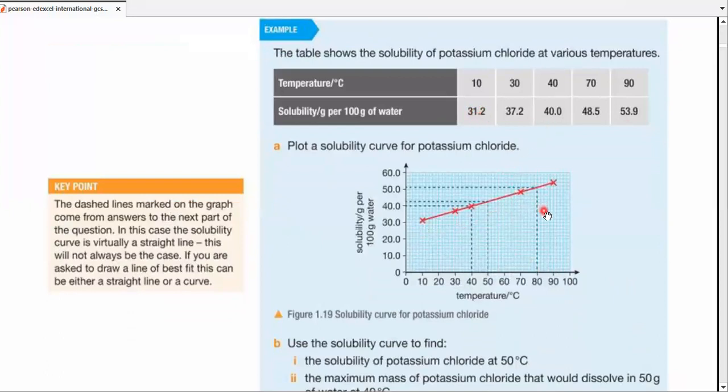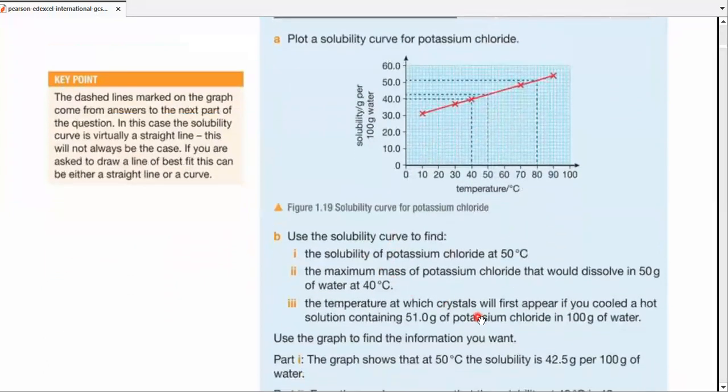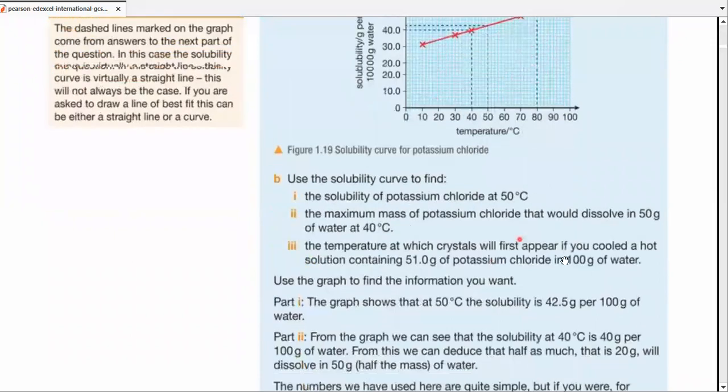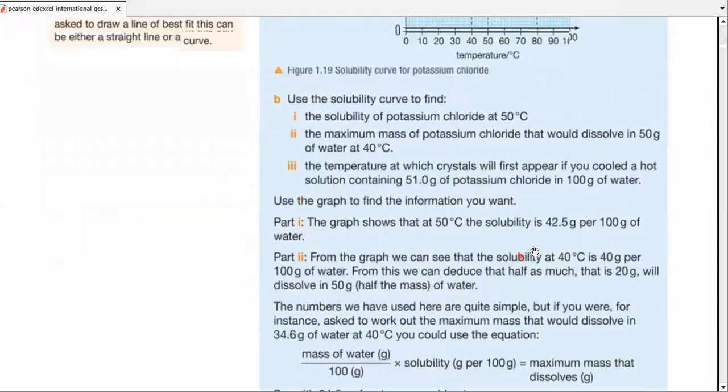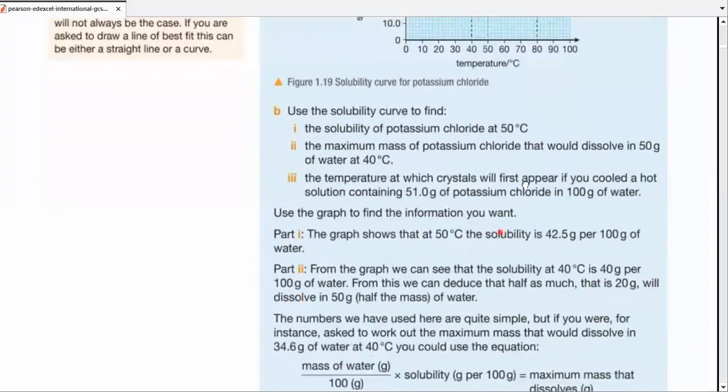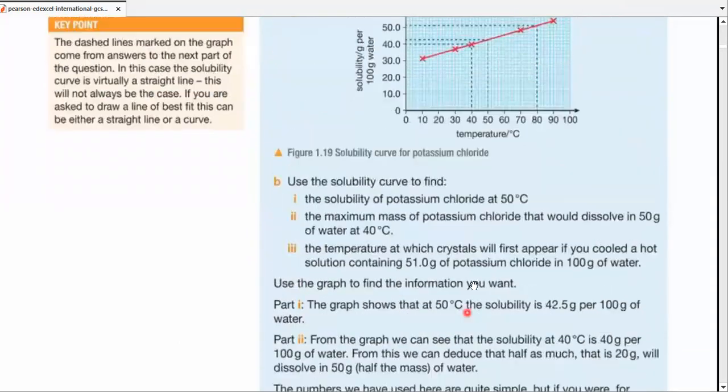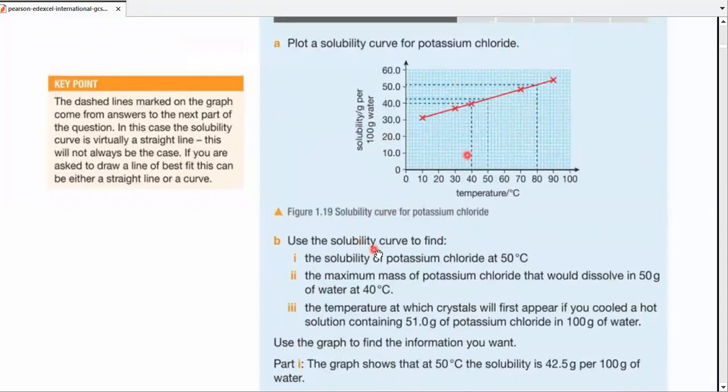They have also given an example, a few questions that you can work with. There is a graph given. I think these questions are going to be easy for you. However, I would like to explain one question over here. Actually, B part 2. Use the solubility curve to find out the maximum mass of potassium chloride that would dissolve in 50 grams of water at 40 degrees centigrade.